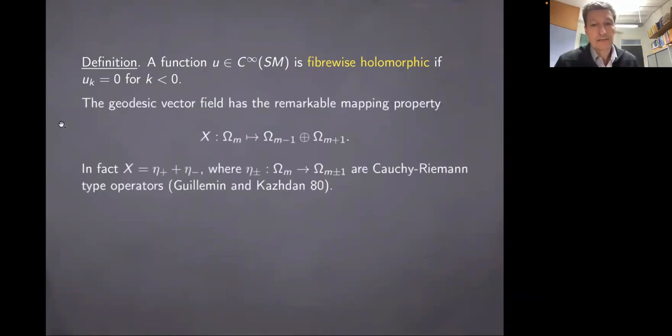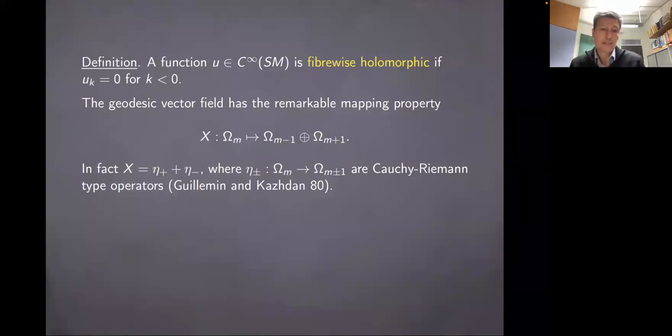So you can do this Fourier analysis, and with respect to this Fourier analysis, the geodesic vector field has a fantastic property: it decomposes essentially into two Cauchy-Riemann type operators, called eta plus and eta minus, that were introduced by Guillemin and Kazhdan back in the 1980s, that have the property that they raise or lower degree. So if you have something in omega m, the eta plus will raise the index by 1, and the eta minus will lower the index by 1 and map it into omega m minus 1.